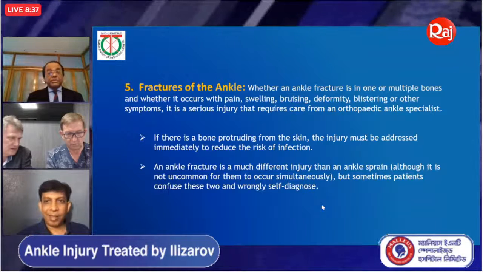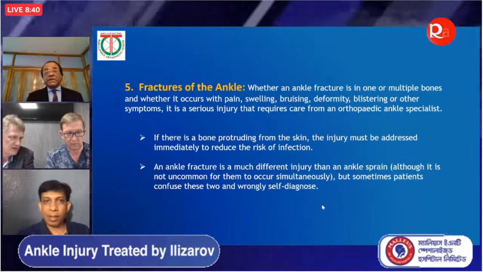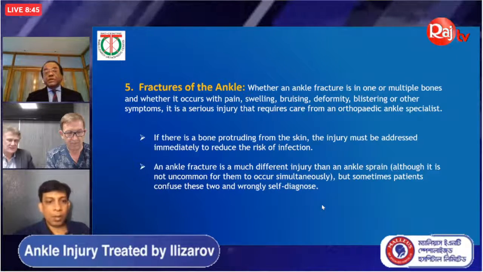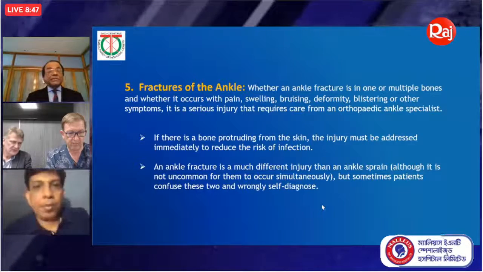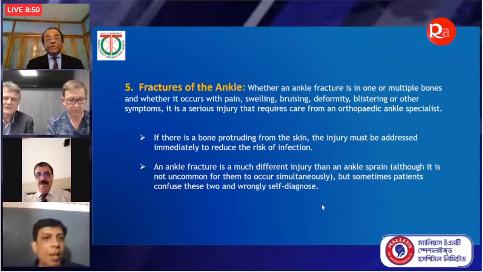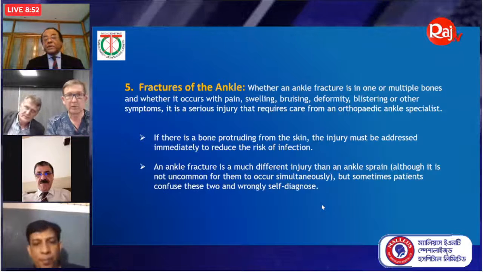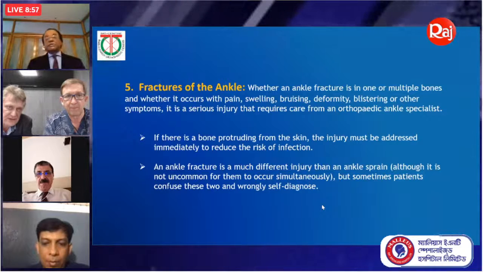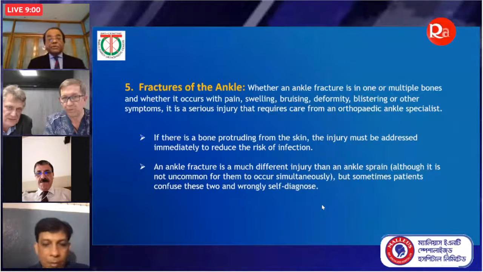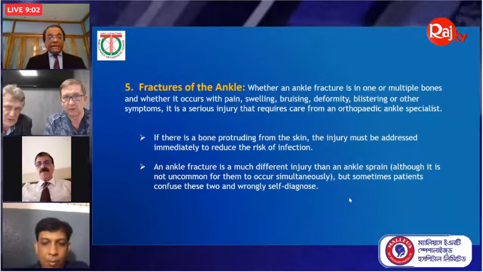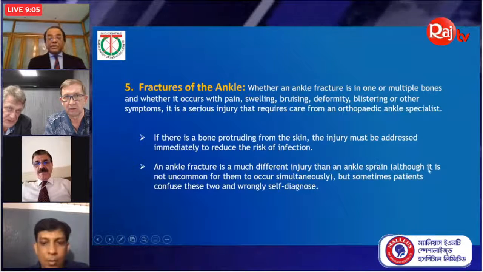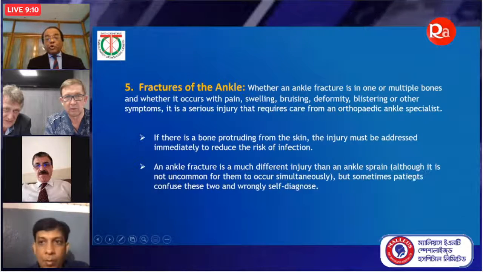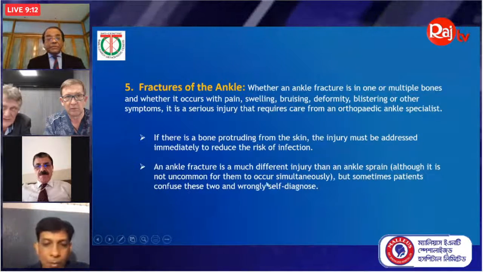Whether an ankle fracture is one or multiple bones, whether it occurs with pain, swelling, bruising, deformity, blistering, or other symptoms, it is a serious injury that requires care from an orthopedic ankle specialist. If there is a bone protruding from the skin, the injury must be addressed immediately to reduce the risk of infection. An ankle fracture is a much different injury than an ankle sprain, although it is not uncommon for them to occur simultaneously. But sometimes patients confuse these two and wrongly self-diagnose.